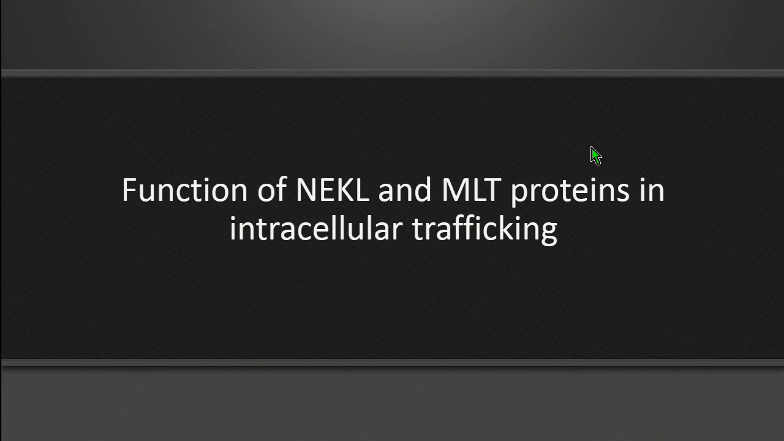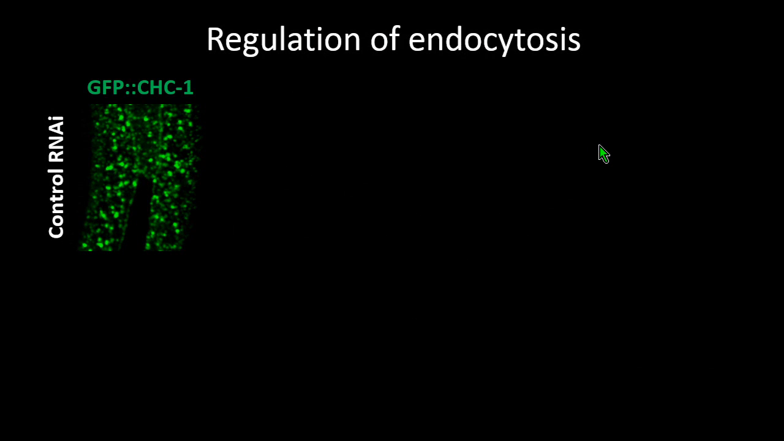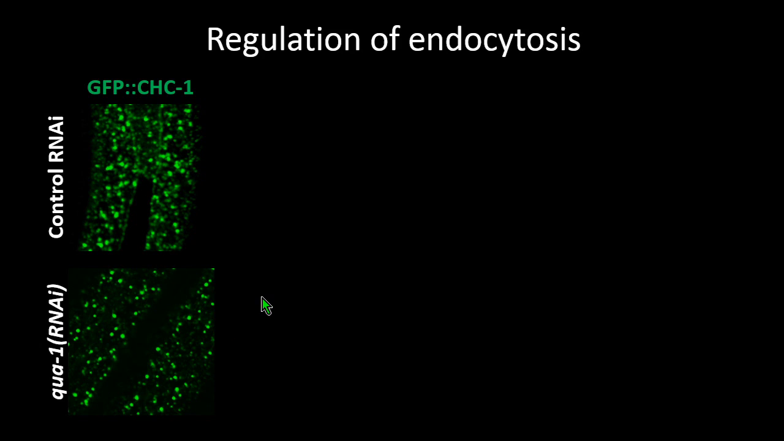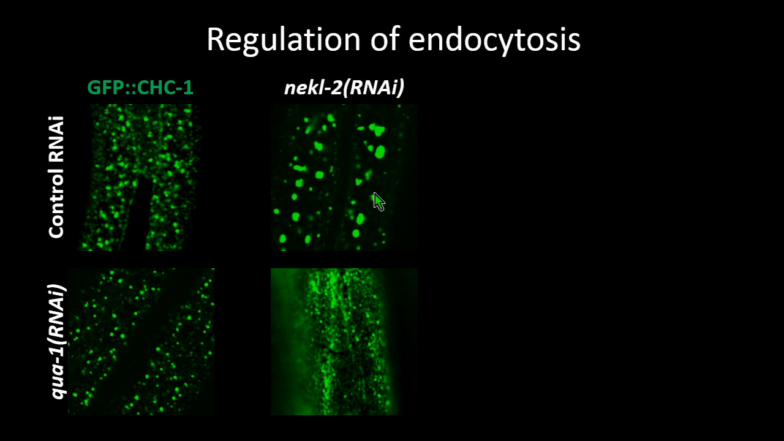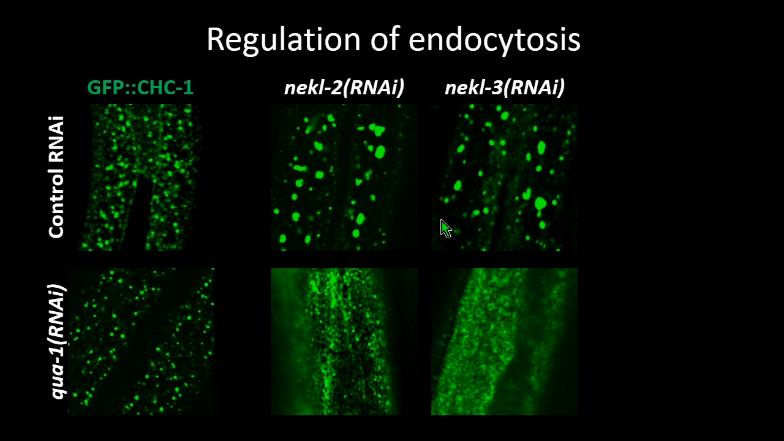And we tested several types of endocytic markers in HeLa cells, but I'm showing you only one, which is clathrin heavy chain GFP. And you can see this is the normal pattern in HeLa cells. And if we, as a control, use RNAi of QUA1, which is causing a molting defect, but we think it's not involved in this whole network, you can see that it stays normal. But if we put them on NEKL2 RNAi, this is what happens. We have these two phenotypes. Sometimes they really make these huge aggregates, and sometimes they are smeared on the apical surface, suggesting that they cannot form proper vesicles. And a similar effect is visible after we deplete NEKL3 or MALT3. But this could be indirect.